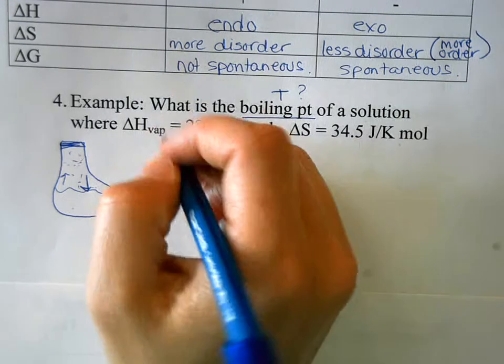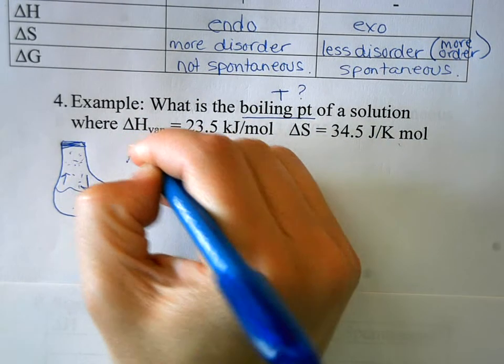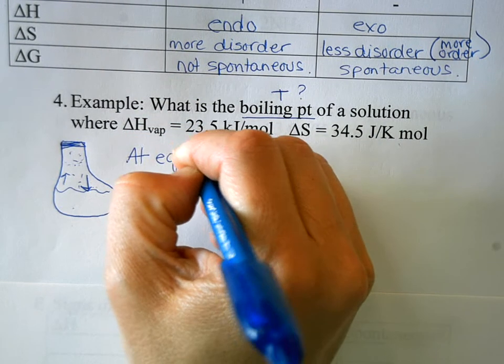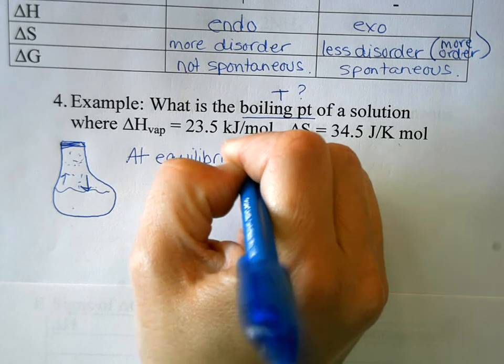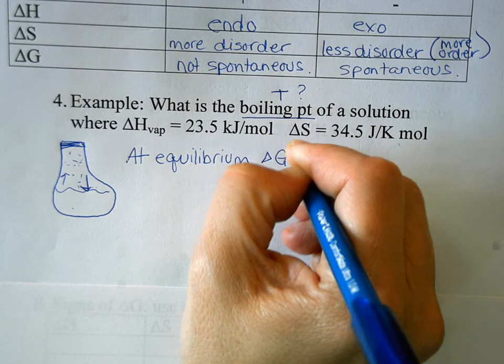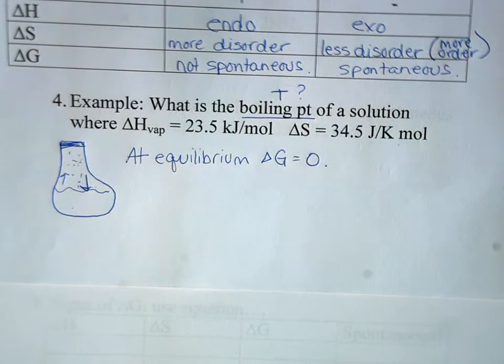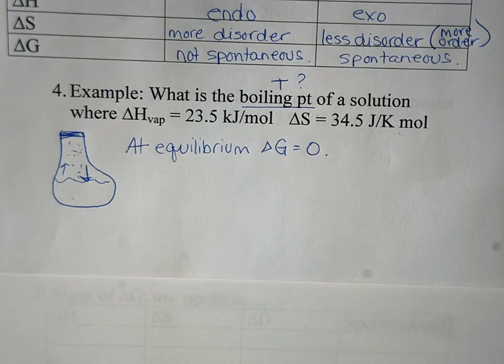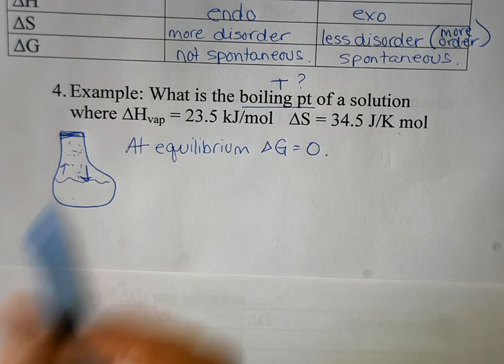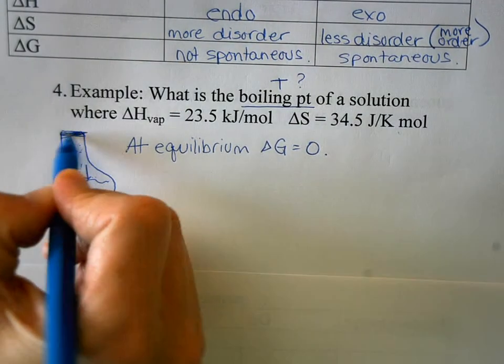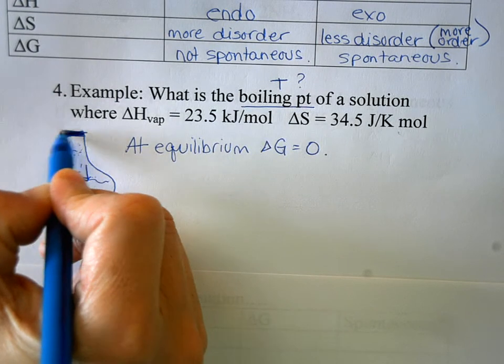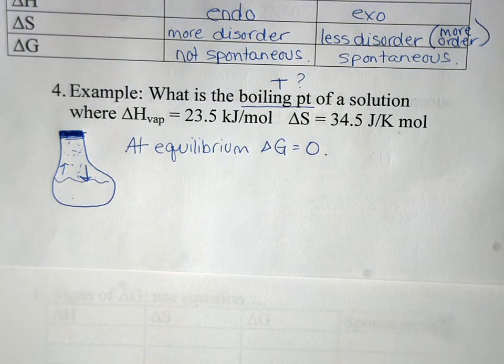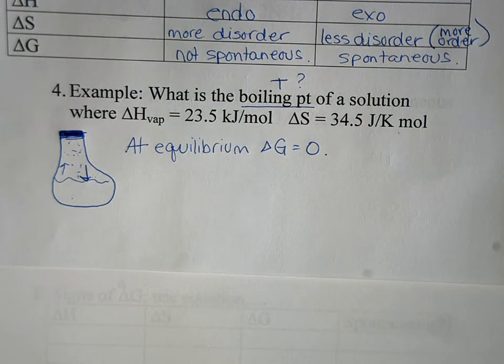So just another important concept to know is that at equilibrium, delta G is equal to 0. Because it can't go anywhere because it's a closed system. So the energy's not going out. So that helps me as far as my calculation goes.